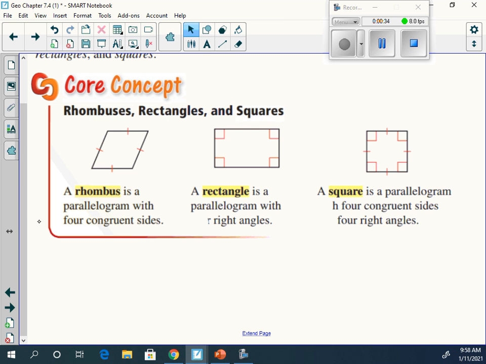A rhombus is a parallelogram with four congruent sides. A rectangle is a parallelogram with four right angles, and a square is a parallelogram with four congruent sides and four right angles.